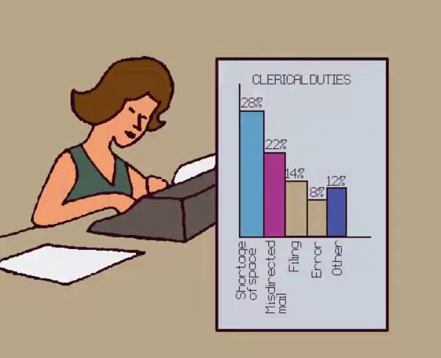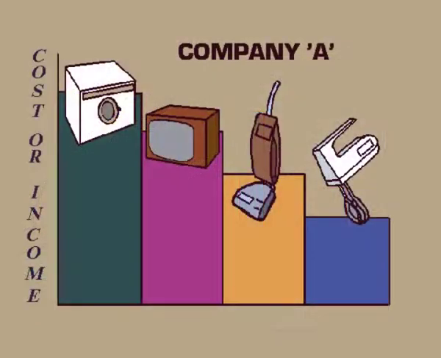Cutting costs of office operations cannot be done efficiently until we know the costs of the various problems facing the staff. When reviewing the company's product line, a Pareto chart can help us see where most of the production costs are going and where the income is coming from.